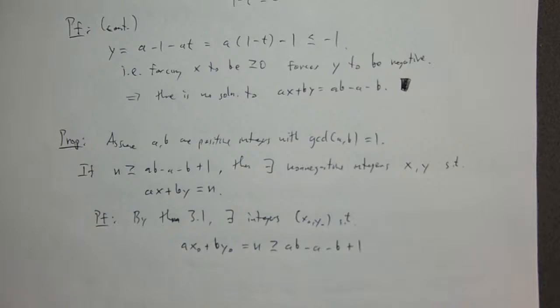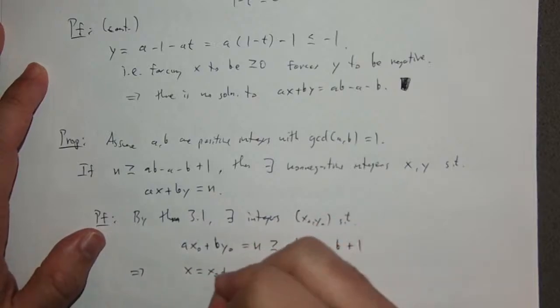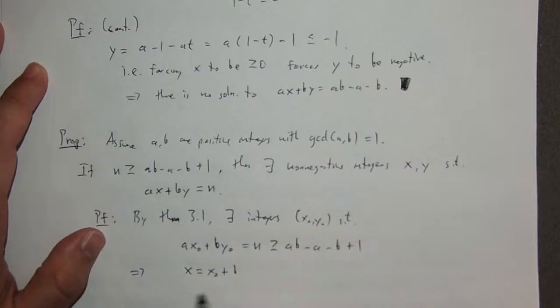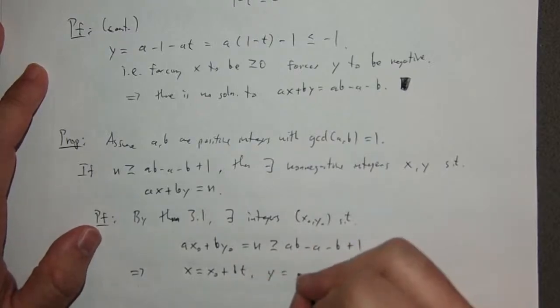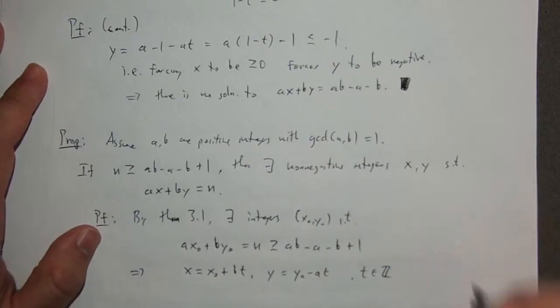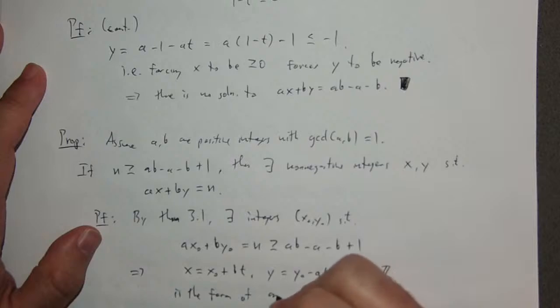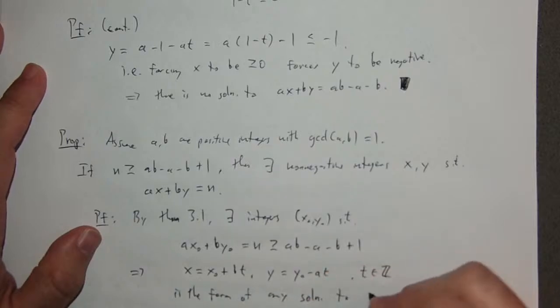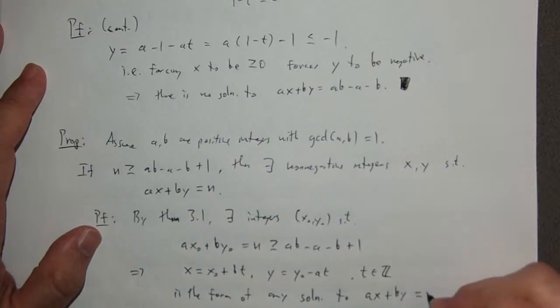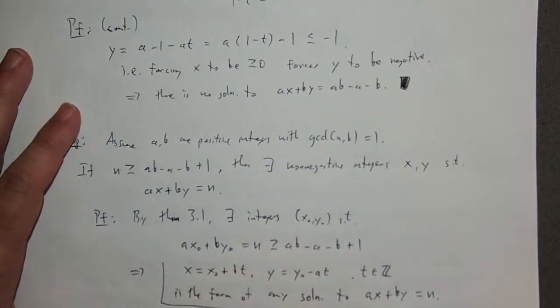Okay, and so on account of this, I can write any integer solutions to this equation ax plus by is equal to n as x naught plus bt and y naught minus at, for t some integer. Okay, so this is the form of any solution to ax plus by is equal to n. All right, so any solution has to be in that form.